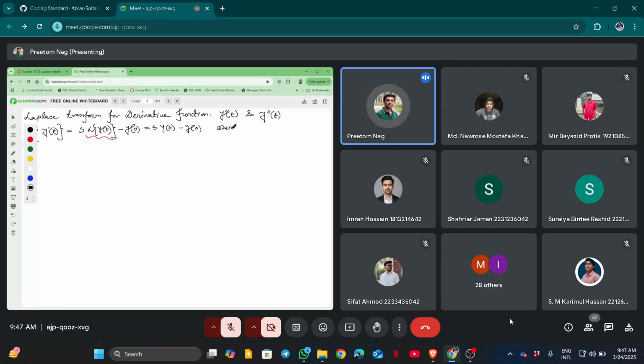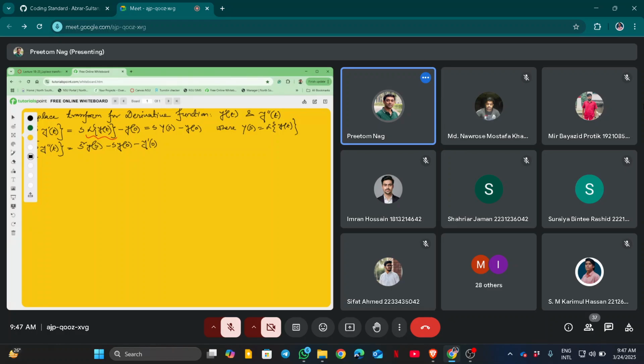So here, Y(s) is what? Y(s) is the Laplace transformation of y(t). Just a short notation. Similarly, the Laplace transformation for y double prime(t) is s square Y(s) minus s y(0) minus y prime(0), right? Yes. So here are the Laplace transformation for the first order derivative and the Laplace transformation for the second order derivative.